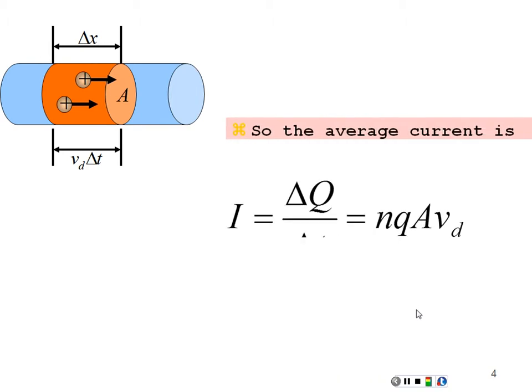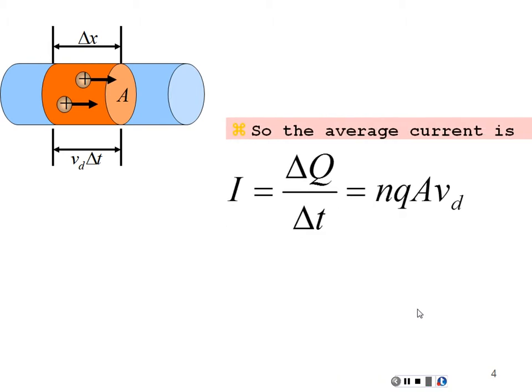Our average current will be equal to this change in charge per time. From our previous equation, the delta t's will cancel out, and we have that our current is equal to the number of carriers per volume for this material, that's the intrinsic property, times the charge per carrier, times the cross-sectional area, times the drift velocity of these carriers.